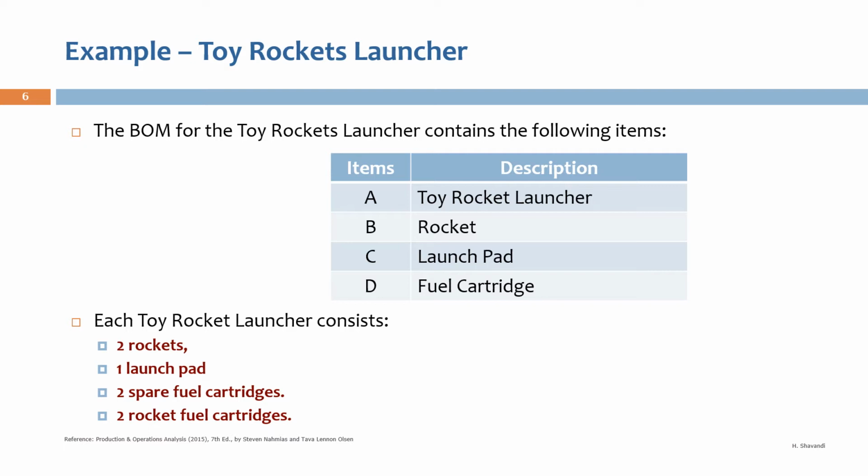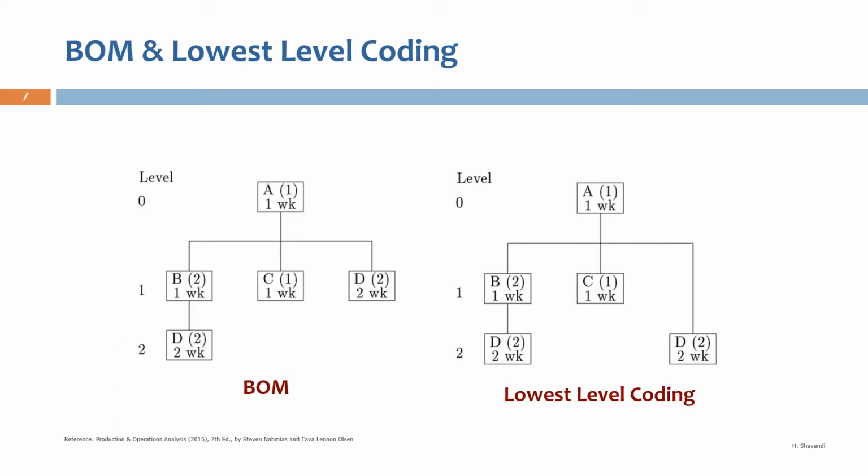Let's have an example here to show how those policies work. Toy rocket launcher. So let's explain the components and the structure of this product in a bill of material, BOM. As you see here, the first level or top level, which we call level 0, includes the end item, the product here, and the lead time for assembling the end item is 1 week.